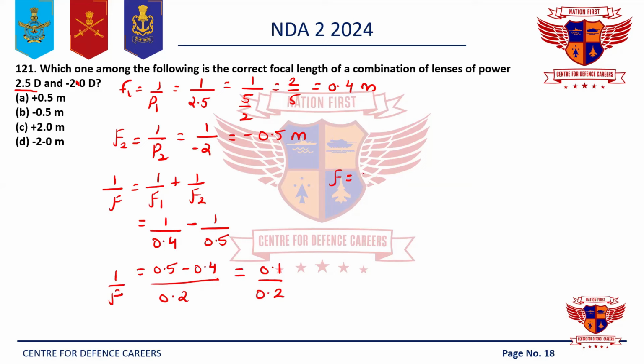So F can be written as 0.2 divided by 0.1, which will be plus 2 meters. So the correct answer will be option number C, that is plus 2 meters. Moving on to the next question.